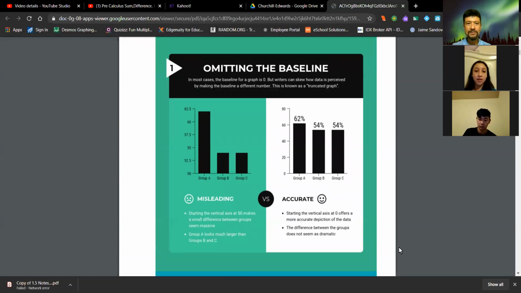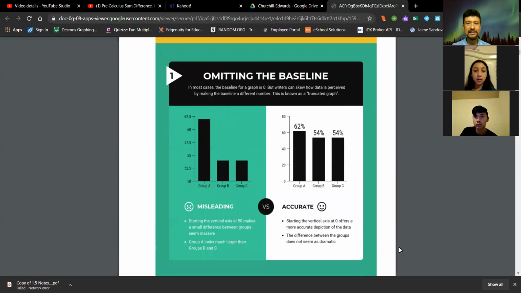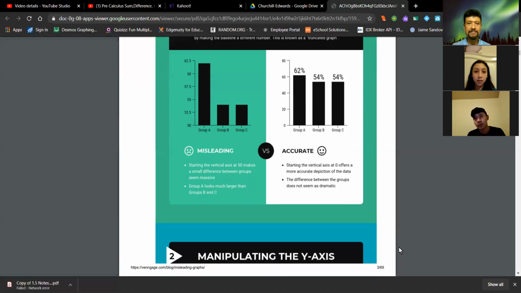So here is, Marcus, read this part right here. This is one of the ways that they mislead you. Read the top part where it says, omitting the baseline. In most cases, the baseline for a graph is 0, but writers can skew how data is perceived by making the baseline a different number. This is known as a truncated graph.